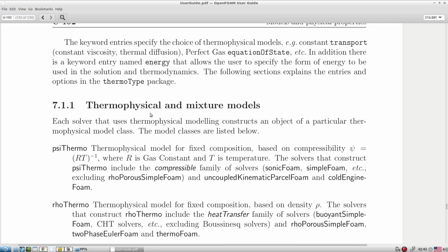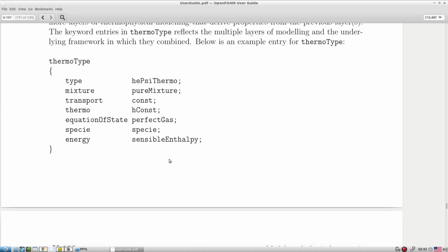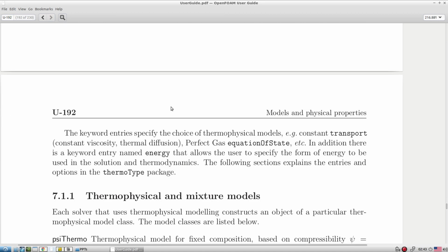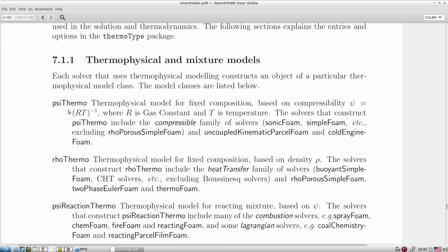So thermophysical and mixture models. Here you have a couple of options available, like psi thermo. A thermodynamic model for fixed composition based on compressibility, psi equal to RT inverse, where R is the gas constant and T is the temperature. The solvers that construct psi thermo include the compressible family of solvers like sonicFoam, simpleFoam, and in rhoPorousSimpleFoam it is not coded. So that is what they mention.